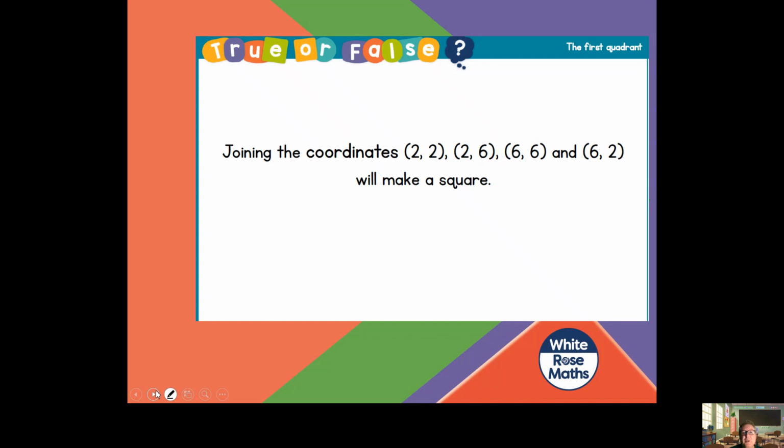Have a look. Joining the coordinates 2, 2, 2, 6, 6, 6, and 6, 2 will make a square. True or false? Prove it. Draw yourself a first quadrant coordinate grid and plot them.